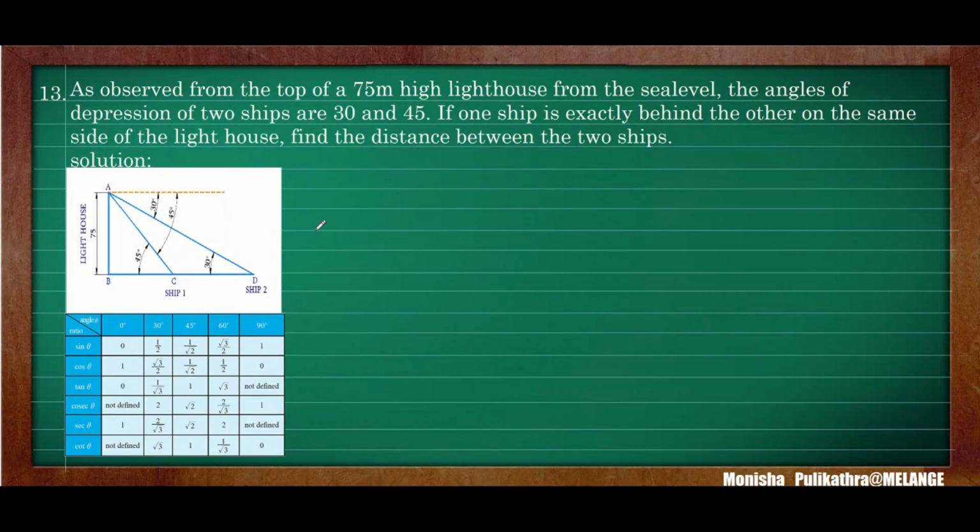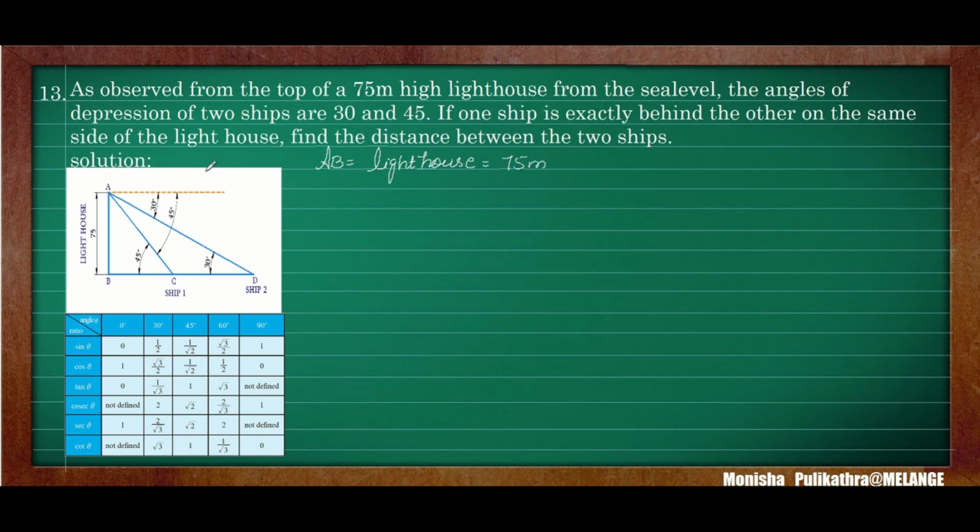Moving on to the 13th problem of this session. The 13th problem is: as observed from the top of a 75-meter high lighthouse. So this is a lighthouse. AB is a lighthouse which is of height 75 meter.